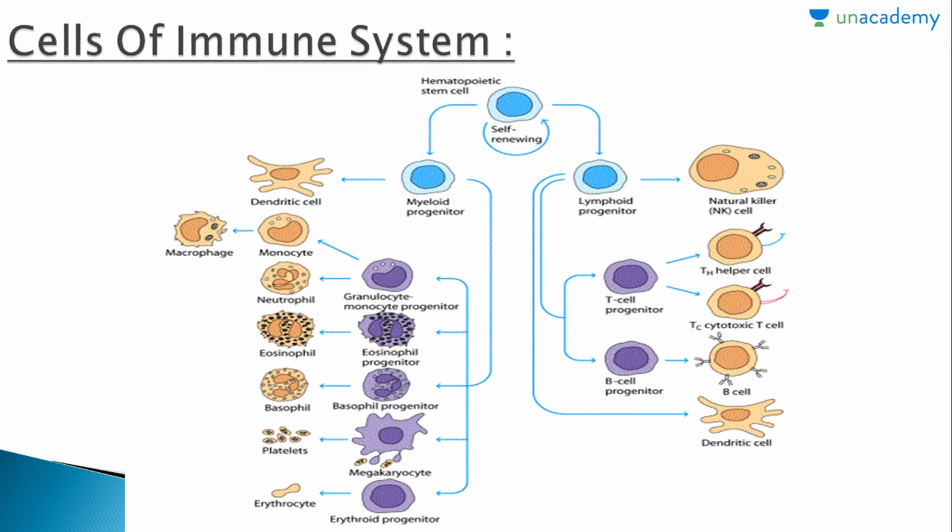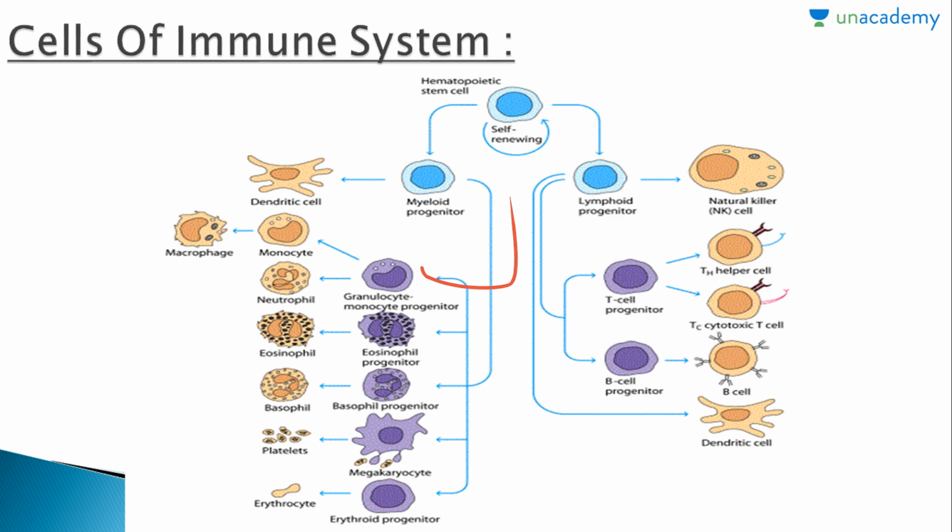So this is a diagram of how the hematopoietic stem cell gives rise to different kinds of immune system cells. First of all, the hematopoietic stem cell is self-renewing, that is it can replicate itself and form copies of itself. Secondly, it gives rise to two kinds of progenitor cells: a myeloid progenitor cell which gives rise to the myeloid lineage, and the lymphoid progenitor cell which gives rise to the lymphoid lineage. First, we will study the myeloid progenitor cell.